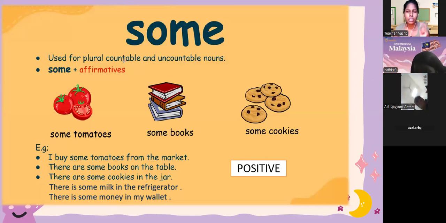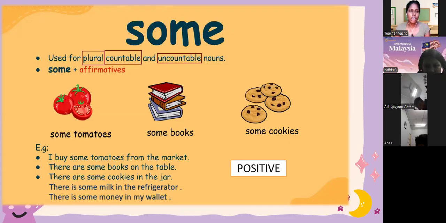Now, for the word some, we use it for plural. Apa maksud plural? More than one. Very good. How about countable? Boleh kira. Uncountable? Tak boleh kira. Okay, very good. So if you have more than one, benda yang boleh kira atau tidak boleh kira, both also you can use some.